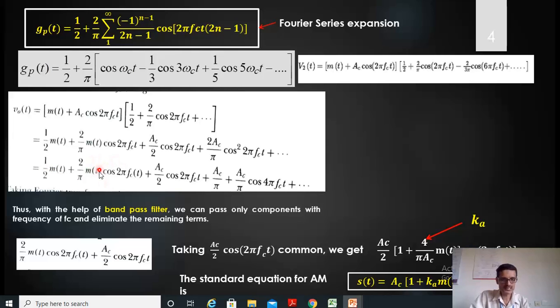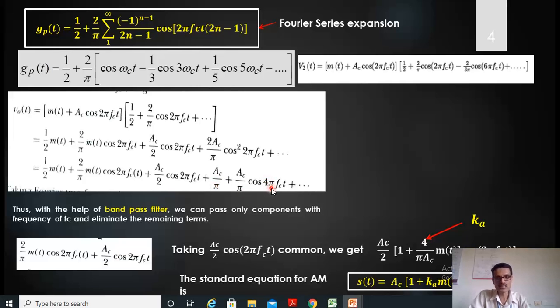This component is m of t multiplied by cos 2 pi fc t, which is very close to fc, right? So this component will be allowed by the band pass filter. This component is the unmodulated carrier, which has a frequency of fc hertz. Anyway, this will be allowed by the band pass filter. Ac by pi is a DC function because there is no cosine associated with this. It's a DC term. The band pass filter will eliminate this.